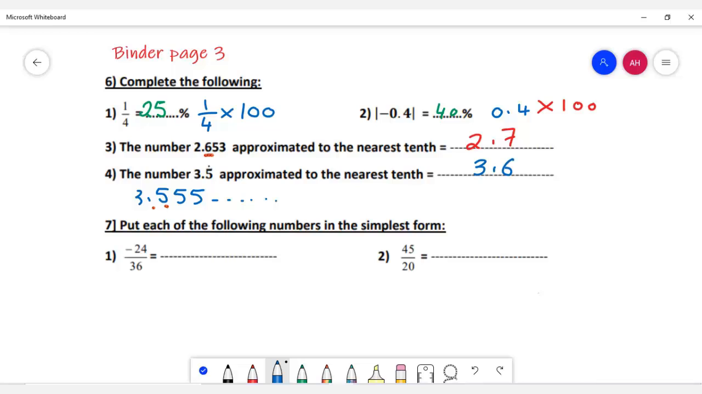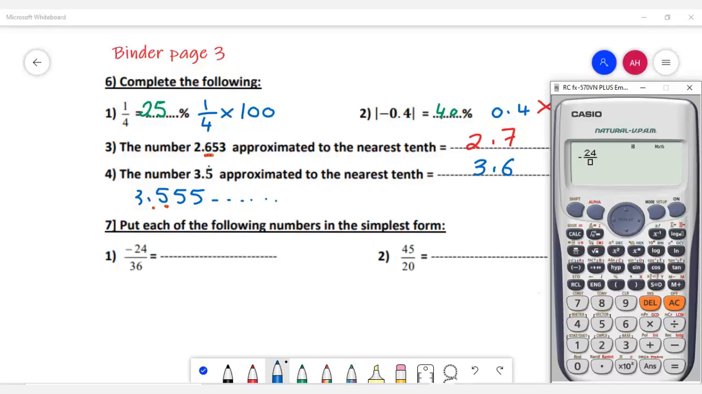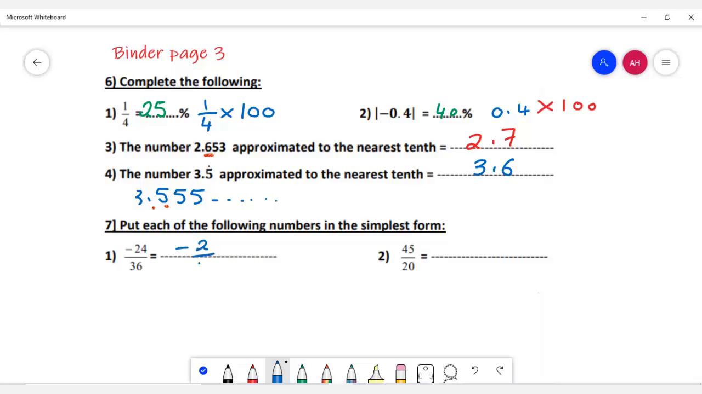Question number 7. Put each of the following numbers in the simplest form. And this is such an easy question. We're just going to write our fractions on the calculator and find the simplest form. Negative 24 over 36. And then press equal and you will have your answer in the simplest form, which is going to be negative 2 over 3.